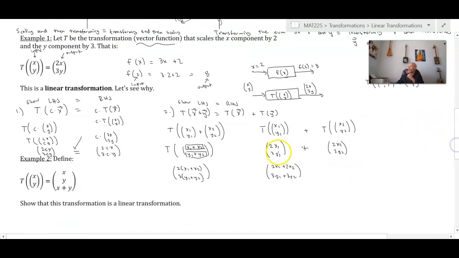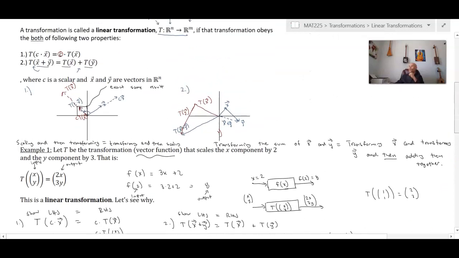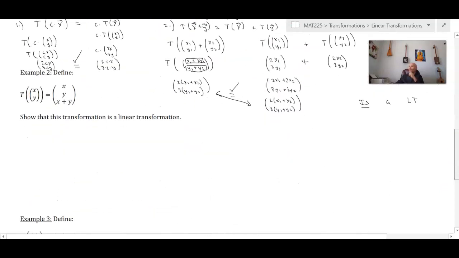So just to make that totally obvious, I could factor out a 2 here, or I could distribute the 2 over here. And you can see pretty quickly that if I factor out the 2 here, and if I factor out a 3 on the bottom, you can see that, once again, these are equal, and I've proven that property 1 and property 2 both hold. And so this is a linear transformation. Why? Well, because it obeys both of the laws of what a linear transformation requires.